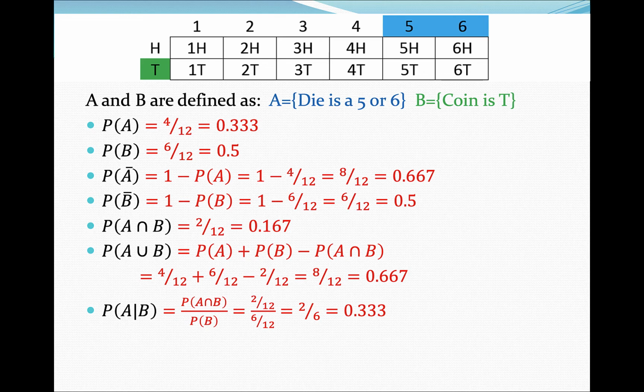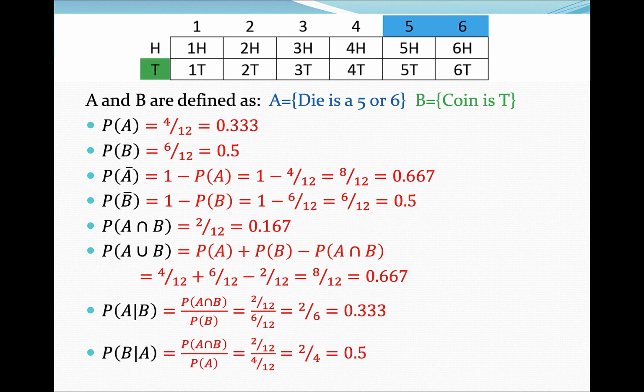That's 0.333. And the way this rule basically works is it says the denominator is the probability of B. So the denominator essentially turns out to be 6, which is the number of elements in B. The numerator, the probability of A intersect B, is the overlap. That's those 2 elements that are in B but are also in A. So that gives you that 2 out of 6, and that's the way the rule works.